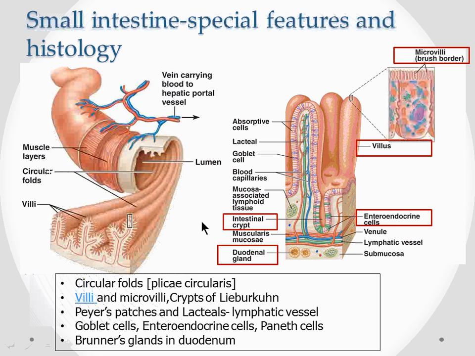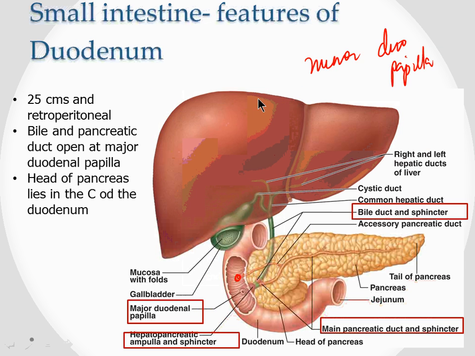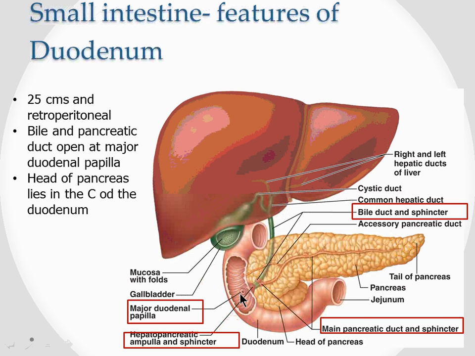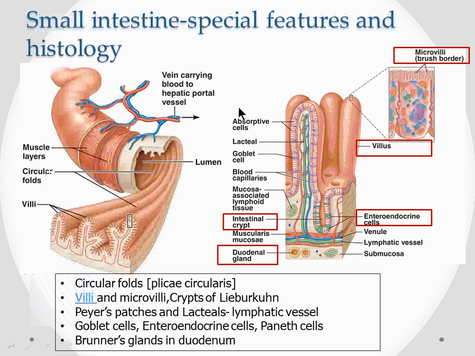So let's look at the special features of the small intestine. If you look at the duodenum, can you see its wall is thrown into little folds? Just as the stomach had these folds, the small intestine also has these folds, and they run all along the wall like this. If you open it up, you can see them. These are known as circular folds or plicae circularis. But unlike the stomach, these are permanent folds. They do not iron out when the intestine distends.